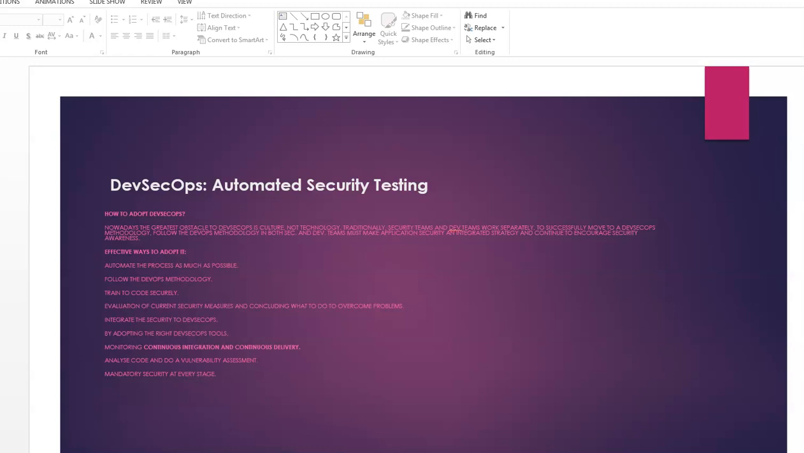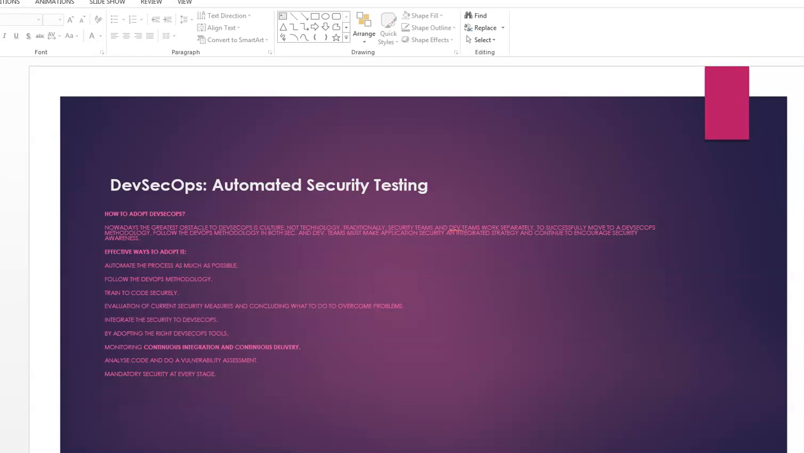We have to follow the DevOps methodology and train completely to write the code securely, whatever the code we are writing, whether it is in the design, develop or testing phase. Security testing needs to be there. Integrate security into DevSecOps by adopting the right DevSecOps tools.